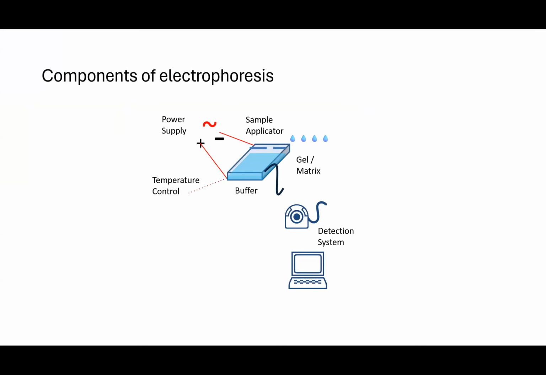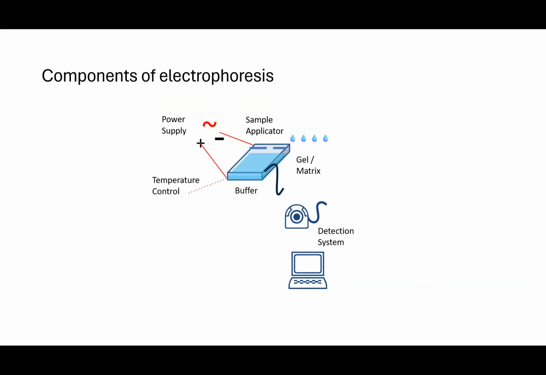Right, components of electrophoresis. So we have the support medium. In this picture, you can see it's a gel, and that's where the separation of proteins takes place. We have buffer, and as you can see, the gel must be fully saturated by the buffer.